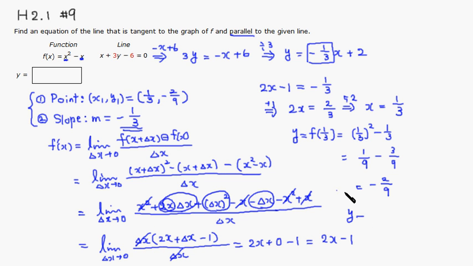Therefore the equation of the tangent line that we're looking for is going to be y minus y1, so it's going to be y plus 2/9, sorry, is equal to the slope, -1/3, times the quantity x minus 1/3. So that's the equation that we're looking for.